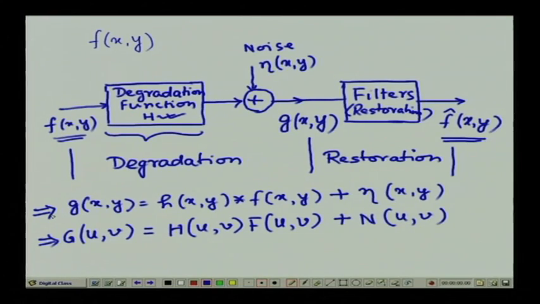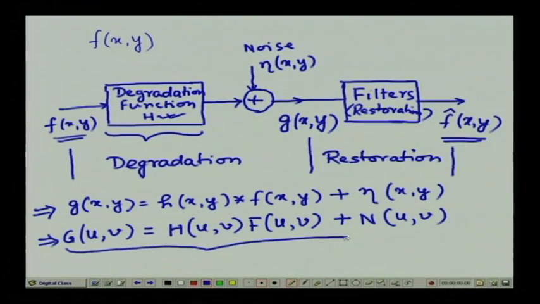Here you see that in the spatial domain we have represented this operation as a convolution, and we have said earlier that a convolution in the spatial domain is equivalent to multiplication in the frequency domain. So, that is the second expression, G(u,v) = H(u,v) F(u,v) + N(u,v). Here the convolution in the spatial domain is replaced by multiplication in the frequency domain. These two are very important expressions, and we will make use of them throughout our discussion on image restoration.